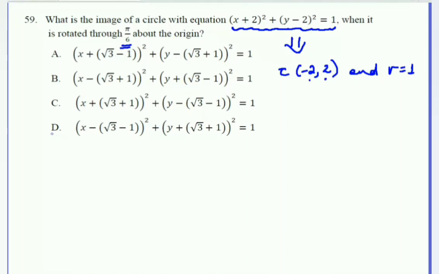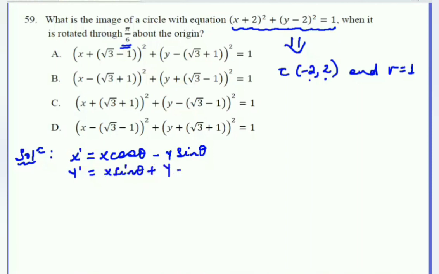So we need to know the formula for rotation of a point about the origin. Okay, so this is the formula. First, let me write the formula, then I will show you what the image will be. So the rotation through the angle theta about the origin is x prime equals x cos theta minus y sin theta, and y prime is x sin theta plus y cos theta, where this x prime and y prime are the image of the center after it has been rotated.